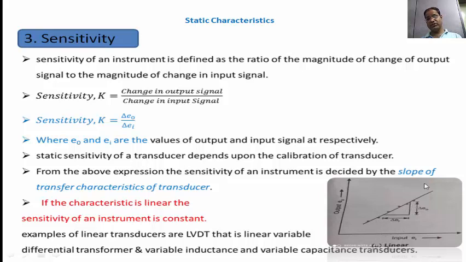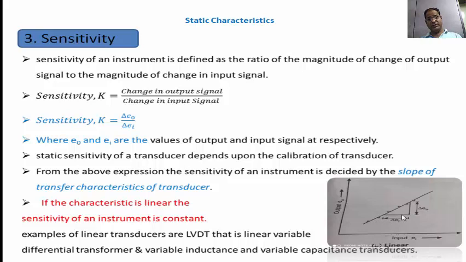We'll take the ratio of these two, which is delta E0, the change in output, and delta EI, the change in input. At every point for a linear characteristic of an instrument, the slope of the curve remains constant, or sensitivity K remains constant. So the sensitivity of an instrument is decided by the transfer characteristics, and the slope will decide whether the sensitivity remains constant or not. If the slope does not remain constant, we can say that the sensitivity doesn't remain constant, with the help of the transfer characteristic curve.